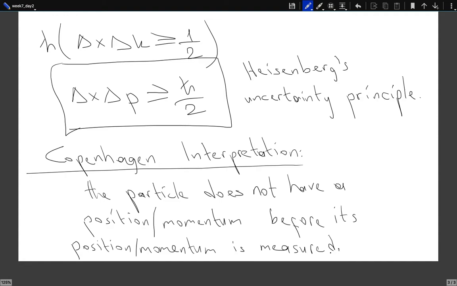It's not just that our equipment is not good enough. No matter how advanced we are, we will never be able to determine the x and p of a particle with a bigger precision than allowed by Heisenberg's uncertainty principle. It just doesn't exist. This is just a direct consequence of the fact that particles are waves.